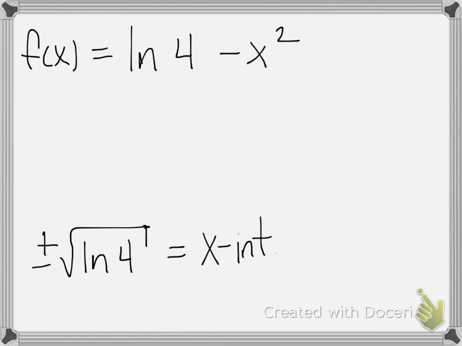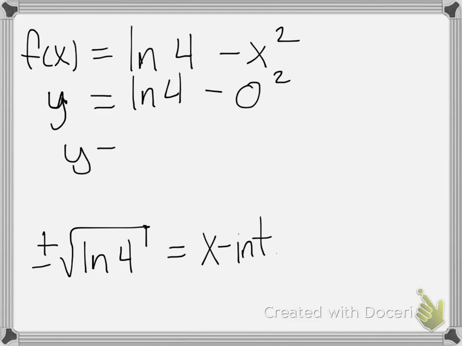And to find our y-intercept, we're just going to set our x equal to 0. So our y-intercept is just going to be the ln of 4 whenever our x is 0.